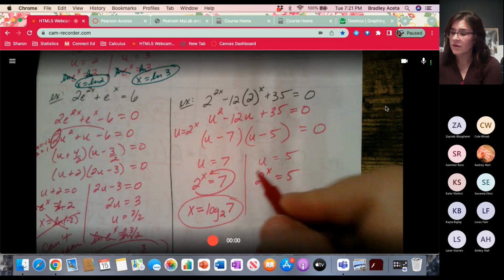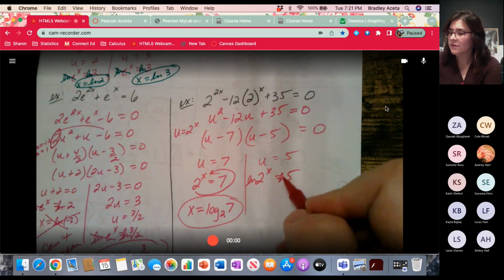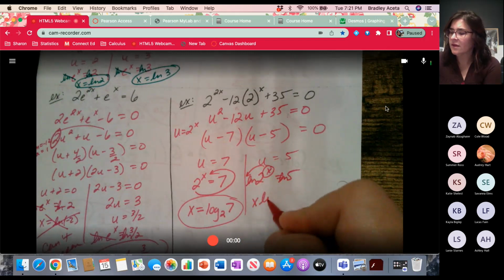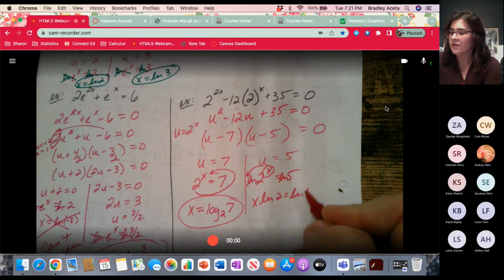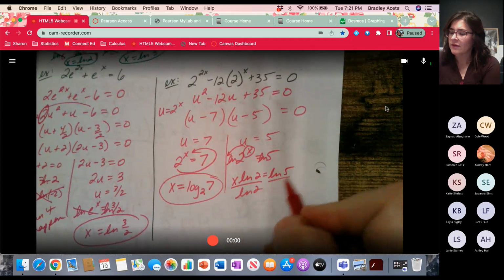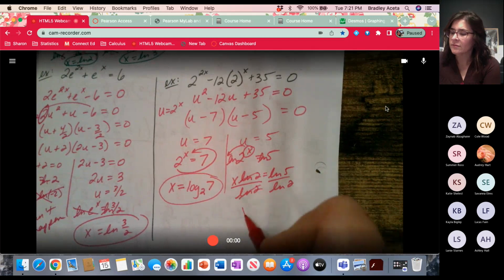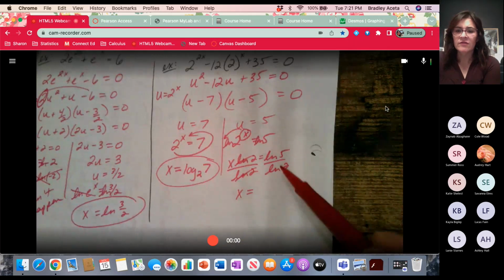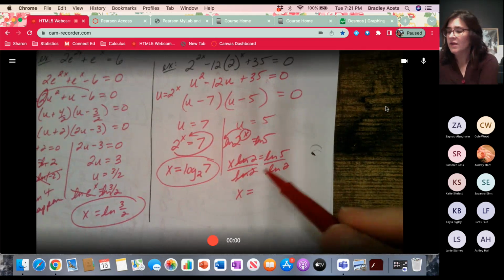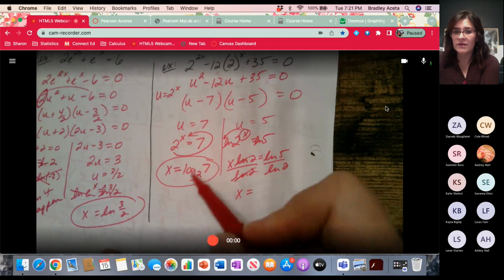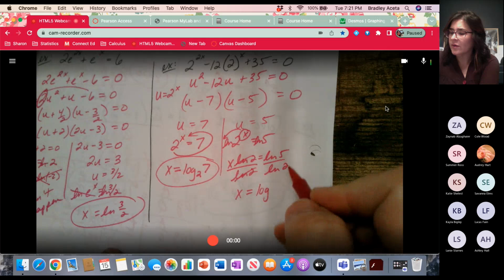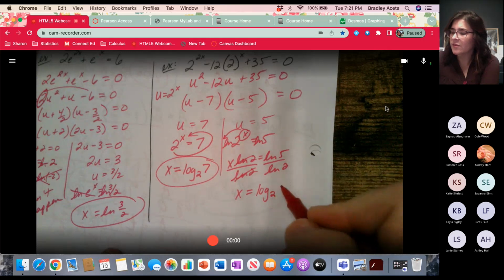Just to show you this one, again, you could ln both sides, bring down the x. So x ln 2 equals ln 5. And divide out ln 2. So you'd have ln 5 over ln 2. However, they want you to do it the change of base way, meaning they don't want it in this form. They want it in this form right here. So you would just write log, whatever your bottom number is the base, and the top number is what it's next to.